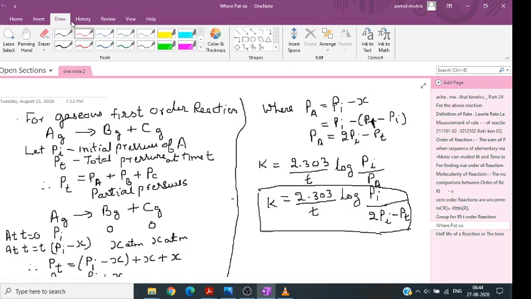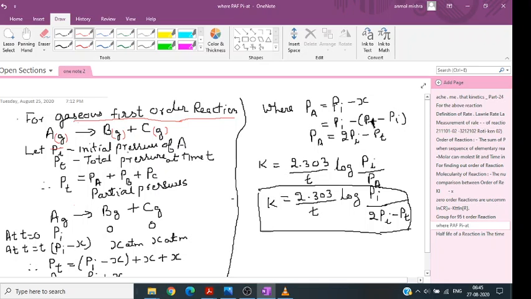Now, order of reaction for gaseous reactants and products. Suppose there is a reactant A in gaseous state, it gives you B and C. All three are in gaseous state.